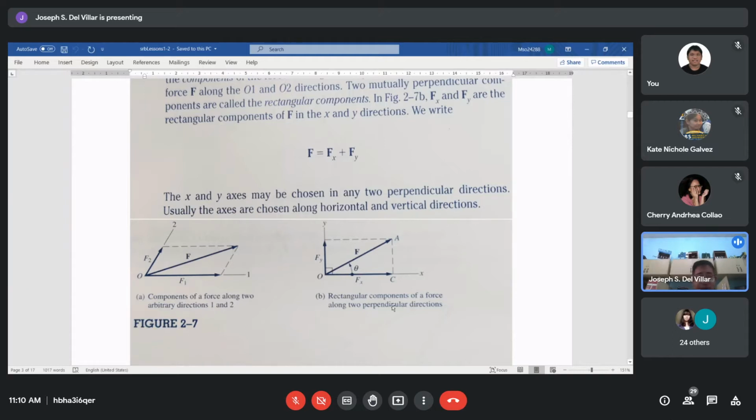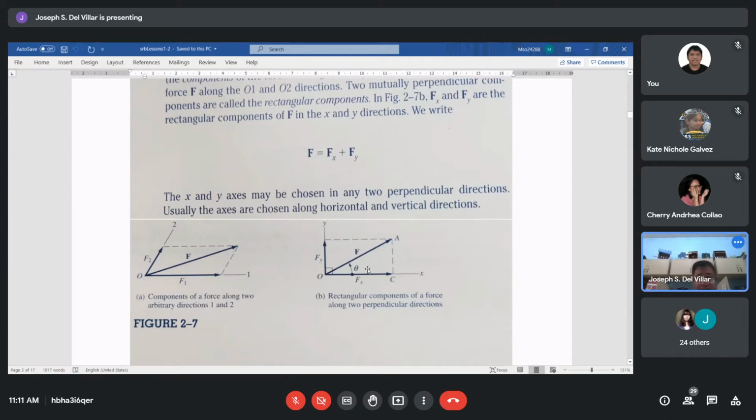Figure B shows the components. If we are given the force F from O to A, the origin up to point A, so that is F. Now, if we are going to resolve this F into its components, this is Fx, its horizontal, and this is its vertical component. Now, this angle theta is the direction of the force, a certain number of degrees above the positive x.